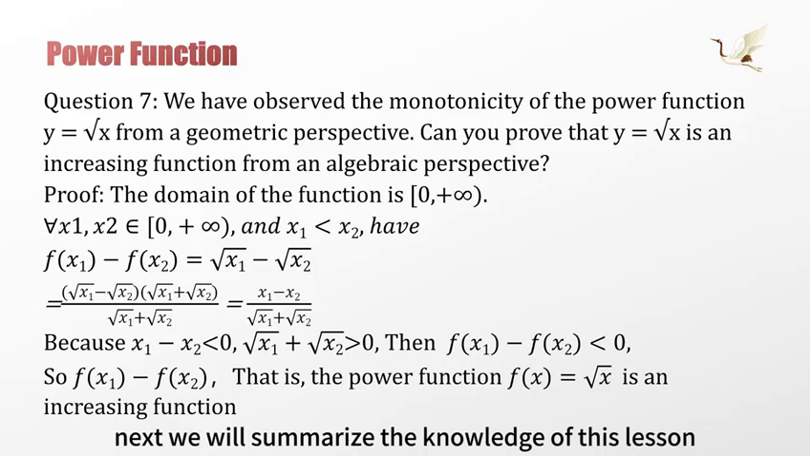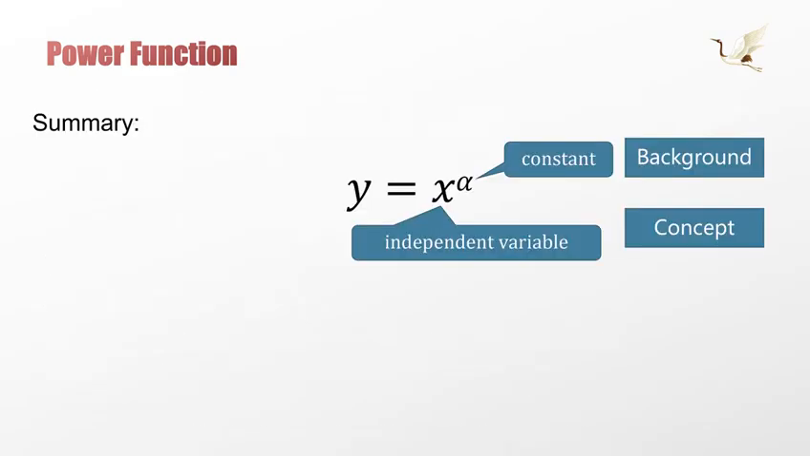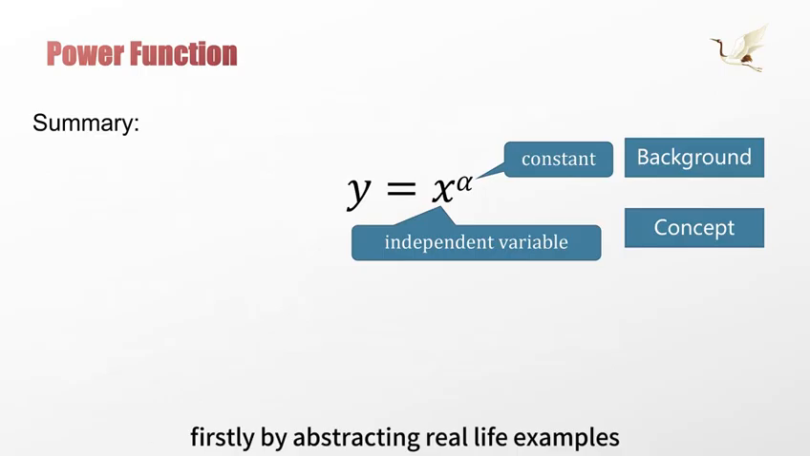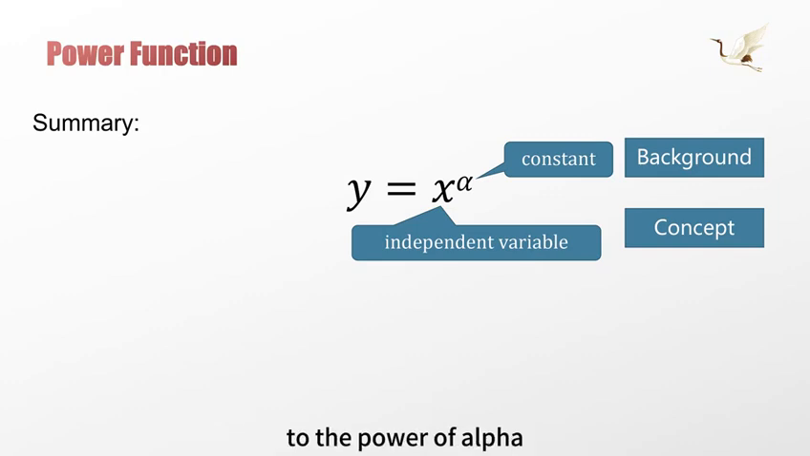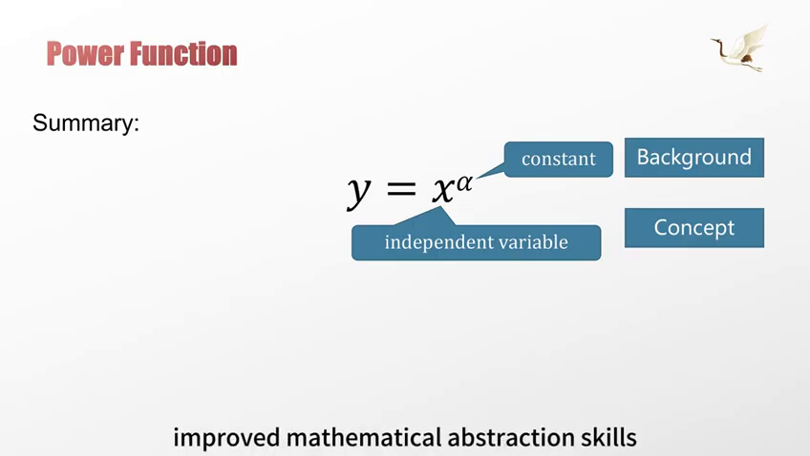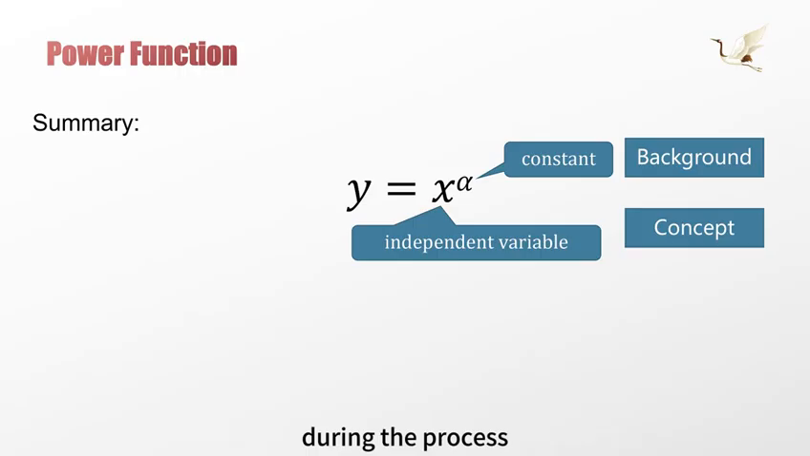Next, we will summarize the knowledge of this lesson. Firstly, by abstracting real-life examples, we derived the concept of a power function, which describes a function where y equals x to the power of alpha. We call it a power function, where x is the independent variable and alpha is a constant. We improved mathematical abstraction skills during the process.